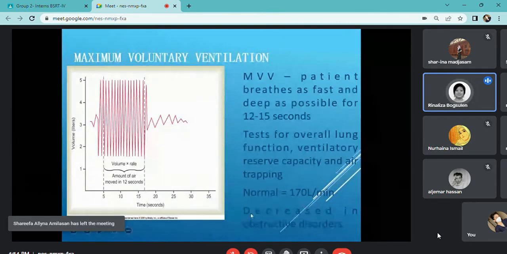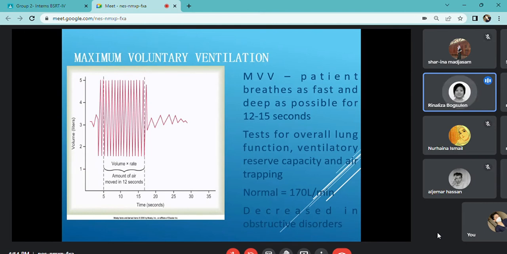It will decrease in obstructive lung disorder. Or, what else? If there is poor effort, it will decrease, or if there are neuromuscular disorders. Those are the instances in which your MVV will decrease. So that means, in restrictive lung disease, their MVV is normal? Yes.